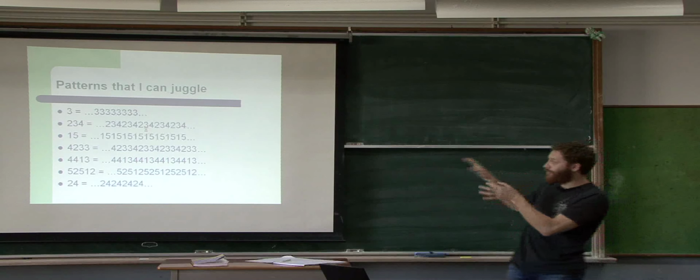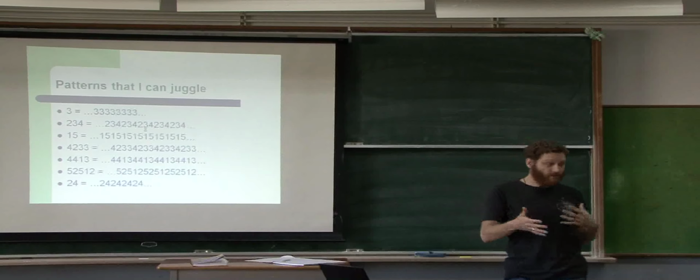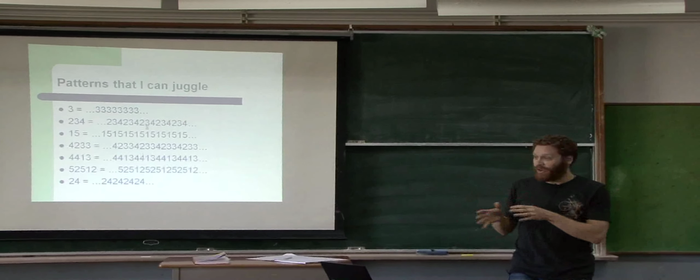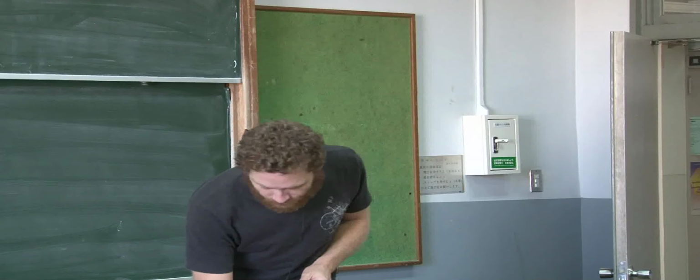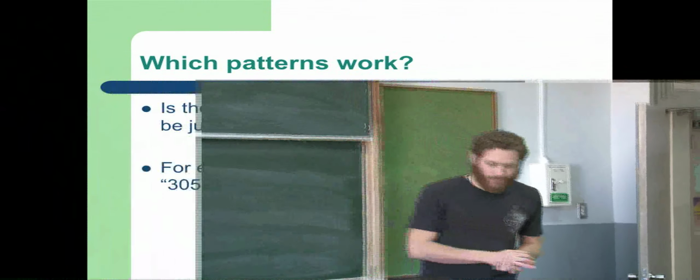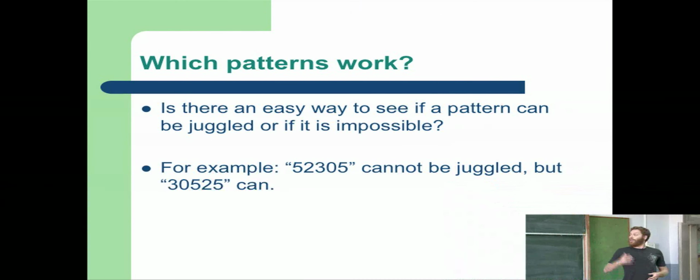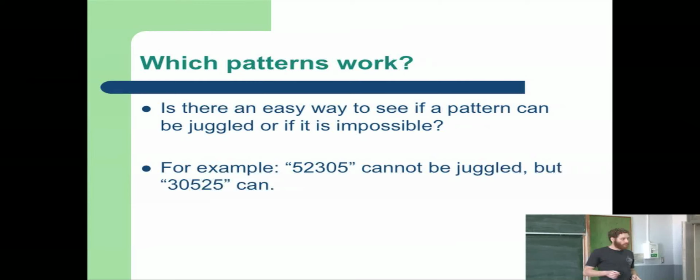So hopefully going through some of these patterns, you can see the difference between these numbers and what they represent. I've shown you some examples of juggling patterns, but we could ask the question, which patterns work, simply?